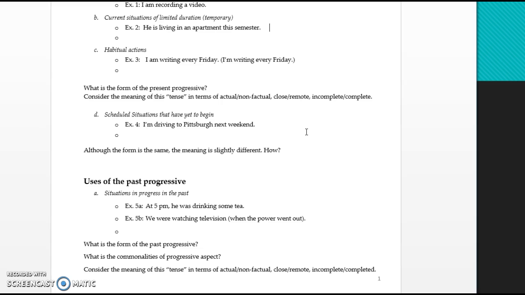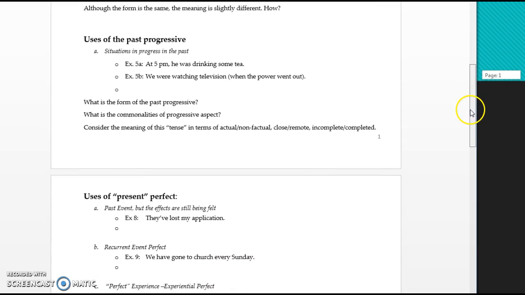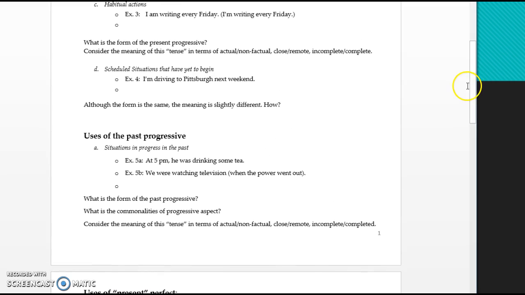Okay, let's move on to past progressive. Past progressive has one time that we use it. It's situations that were in progress in the past. So at 5 p.m., he was drinking some tea. We still have the be verb, right? A form of the be verb. This is going to be in past tense, and then a verb plus ing. We were watching television when the power went out. Again, a be verb. Stop the recording and write your own.